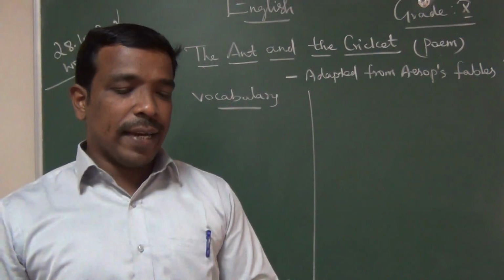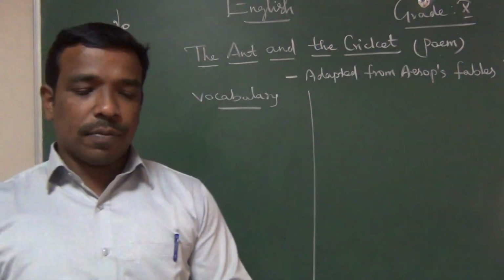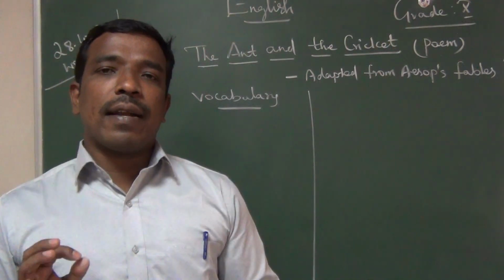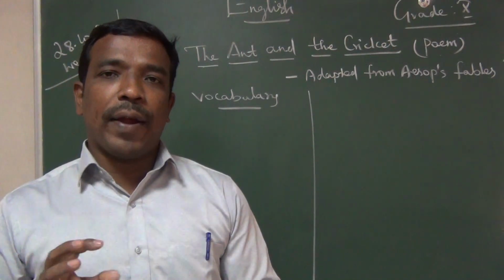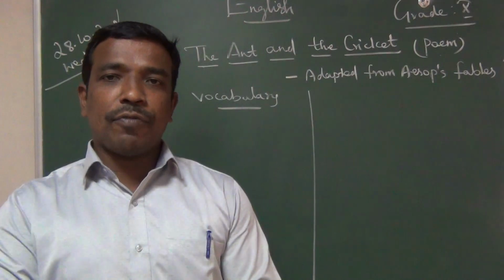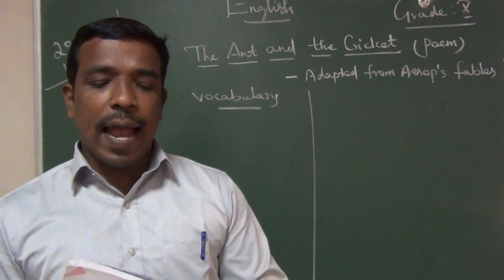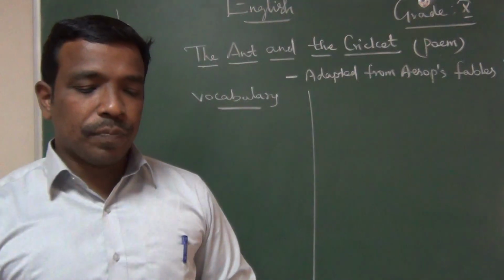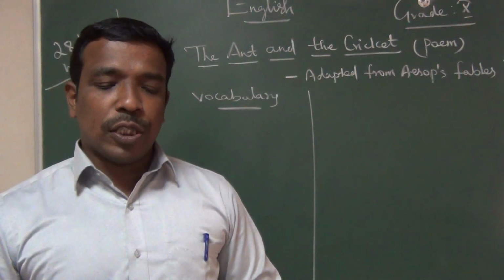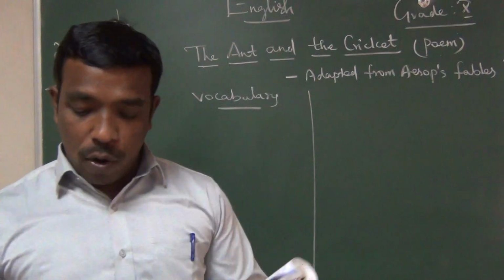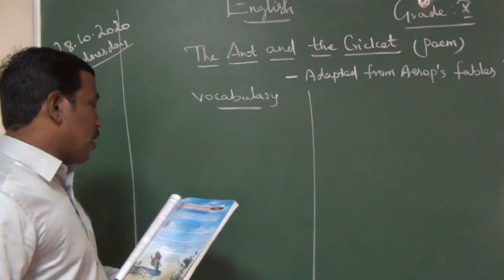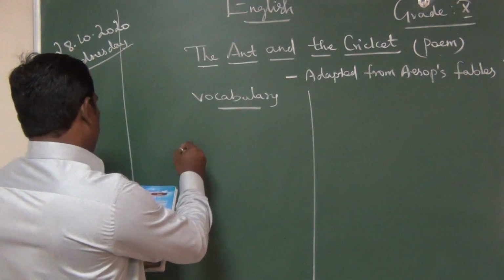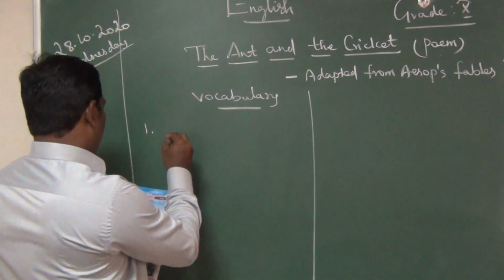We will see here the fable, The Ant and the Cricket. All of you take the poem, page number 150. This is not a memory poem, but the paragraph is very important. The Ant and the Cricket, adapted from Aesop's Fables. A fable is a traditional story that teaches us a moral lesson. What is a fable? A traditional story. What is the meaning of tradition here?